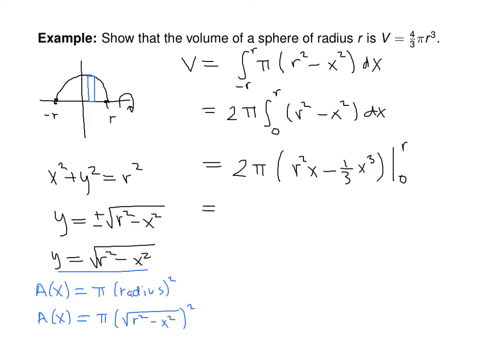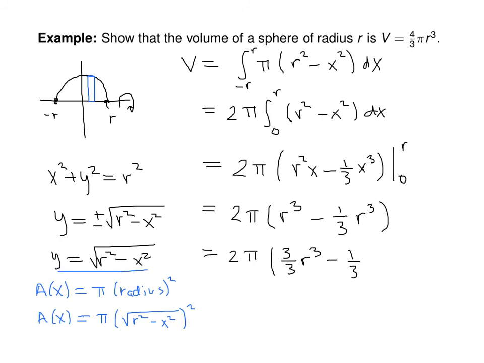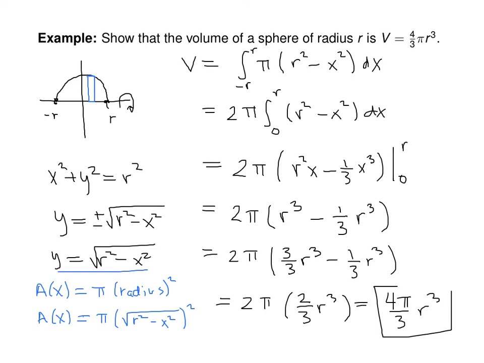And we're almost done. 2 pi times, that will be r cubed minus 1/3 r cubed. So 2 pi times 3 over 3 r cubed minus 1/3 r cubed. You see that's 2/3 r cubed, so we end up with 2 pi times 2/3 r cubed, which gives you the familiar formula of 4 pi over 3 r cubed. And that is why your geometry teacher did not prove this formula to you, because it is calculus and you didn't know calculus yet.